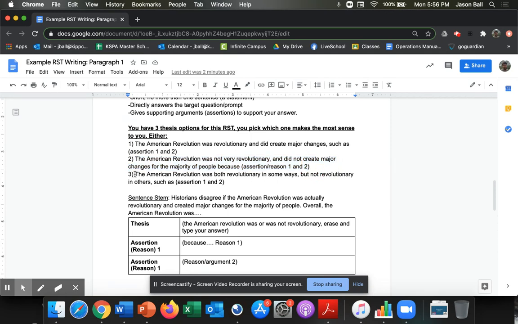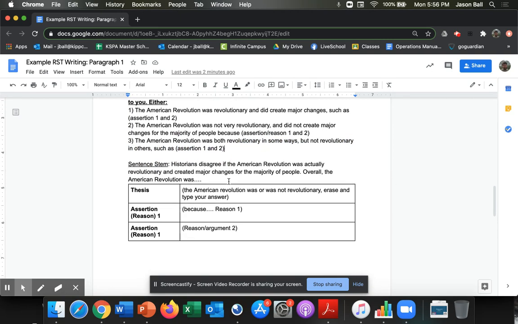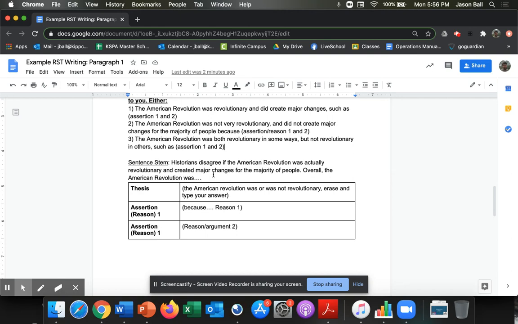And then your third option is the both option. The American Revolution was both revolutionary in some ways, but not revolutionary in others, such as, and then you give two specific examples. So how you're going to fill this out here is, first here, this would be like a sentence stem where you'd be like, historians disagree if the American Revolution was actually revolutionary and created major changes for the majority of people. That would be like you're trying to transition between your context and your thesis.